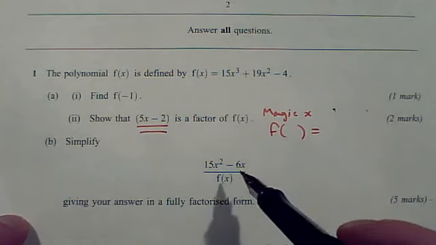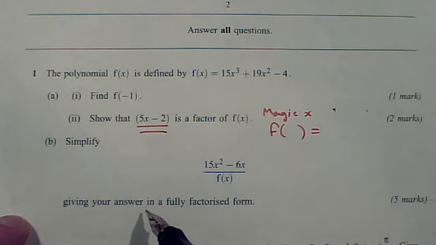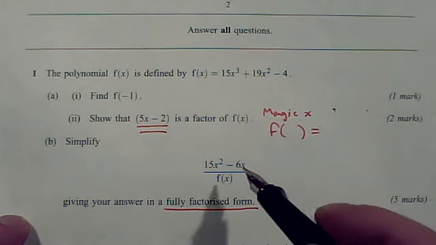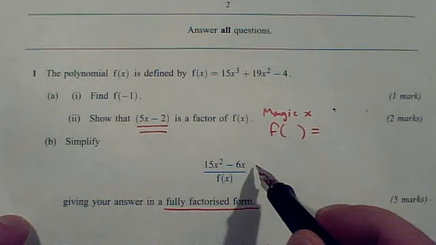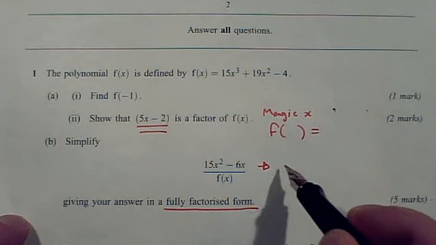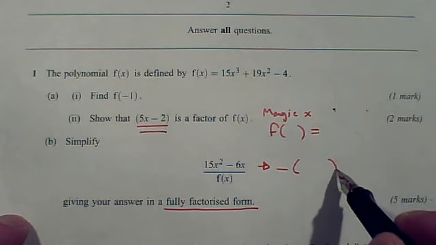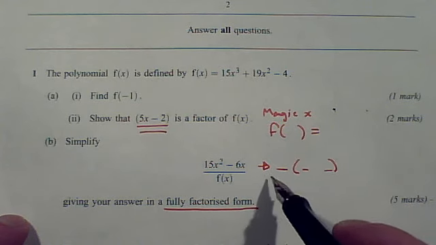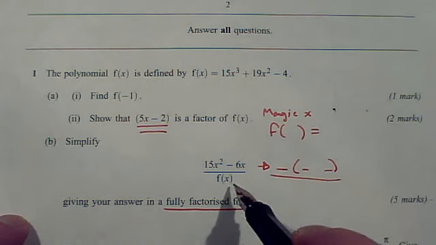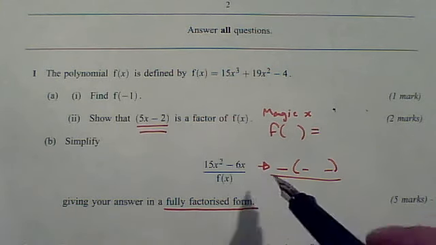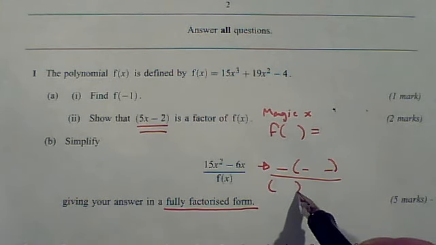And then finally we have to simplify this, and they give a hint. They want it fully factorized, and that's a hint that you have to factorize the top. Now the top has got a common factor between these terms, so you can write down that factor times a bracket with 2 terms in it. And then we've got f of x on the bottom. Now f of x, we already know one factor is going to be 5x minus 2.